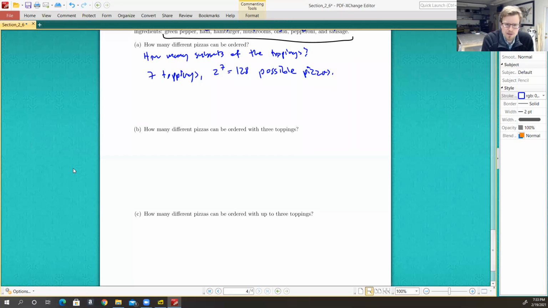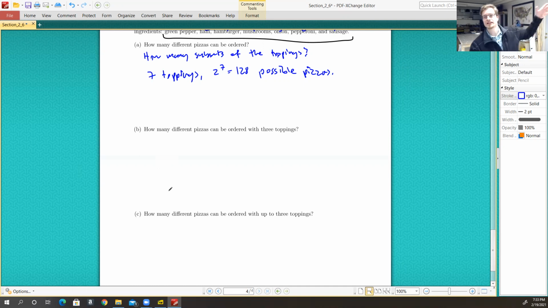Let's refine this a little bit. How many different pizzas can be ordered with exactly 3 toppings? Well, this goes back to the combinations. This goes back to 7 items, choose 3 of them. I don't care what order they are chosen in. We're just choosing 3 of them. Ham, hamburger, and pepperoni. That sounds pretty good to me. Doesn't matter that I chose ham, hamburger, pepperoni. I could have chosen pepperoni, hamburger, ham. No worries. It's still the same 3 items.